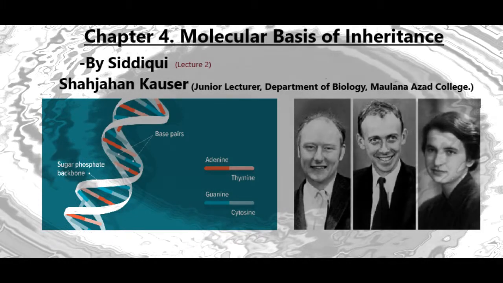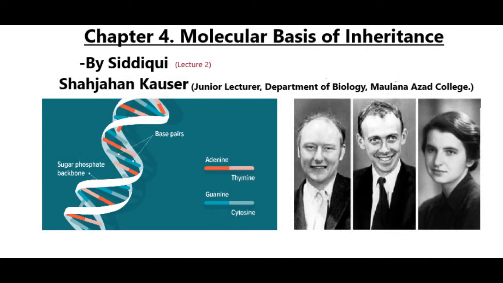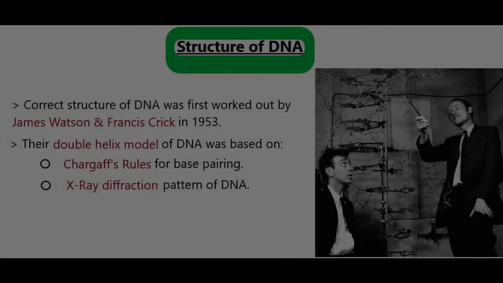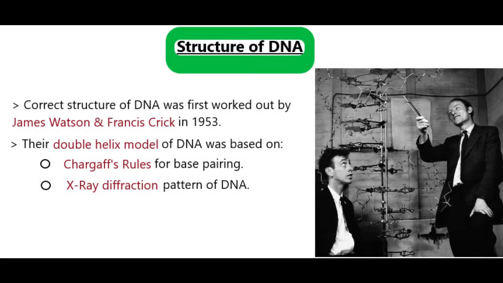Hello dear students, in our last lecture, we learned about the genetic material and discovery of genetic material. Now in this lecture, we will discuss structure of DNA. Correct structure of DNA was worked out by James Watson and Francis Crick in 1953.